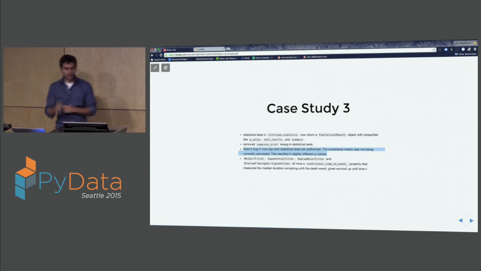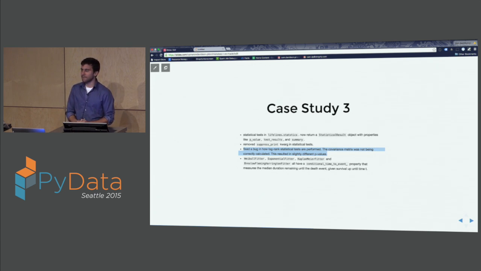The third mistake that I made was a testing mistake. We saw two great talks yesterday about how to do testing by Trey and Chris. And this was a mistake that I made early on. Lifelines is a survival analysis package that I work on. One of the most important pieces in survival analysis is the log rank test. It's the hypothesis test for survival analysis.